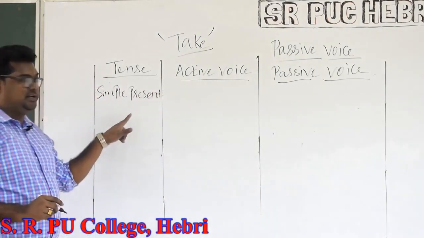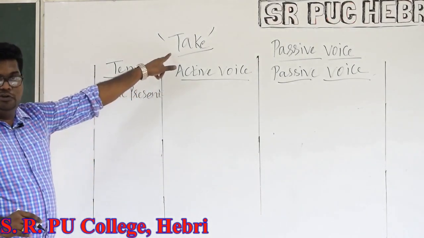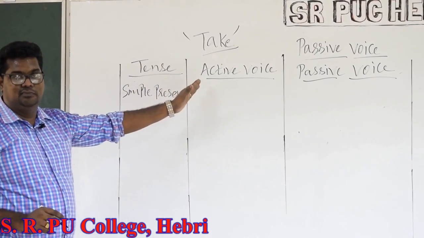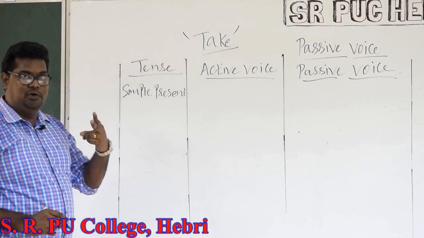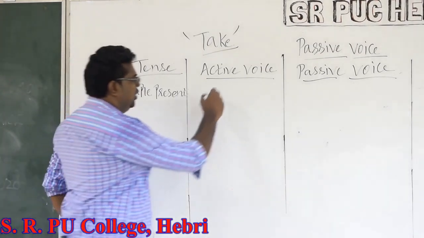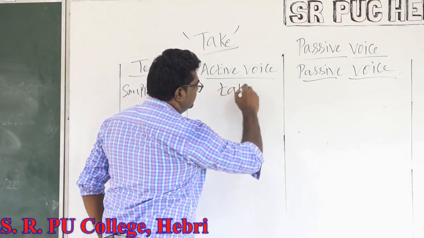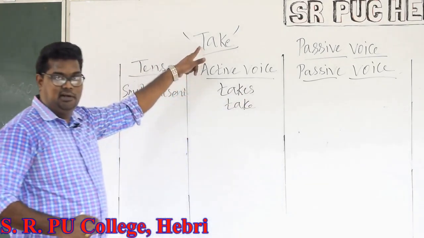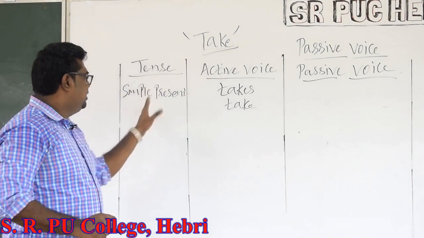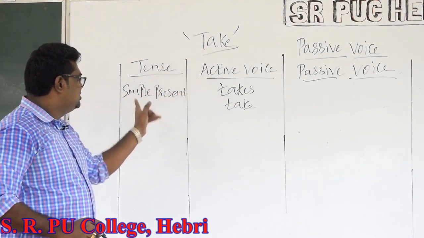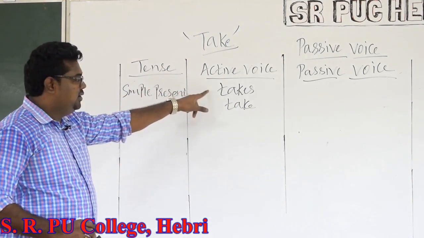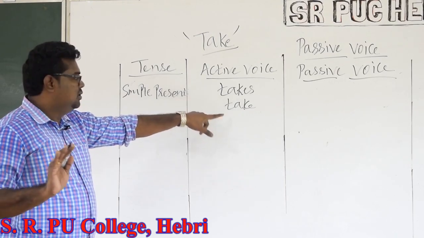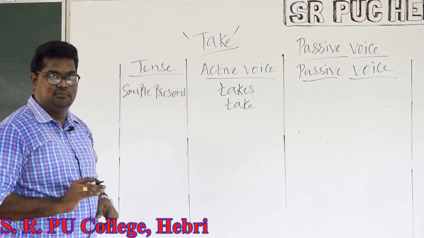In simple present tense, the verb which you are using is take. And in active voice, it will have 2 forms: takes and take. Takes becomes singular and take becomes plural.